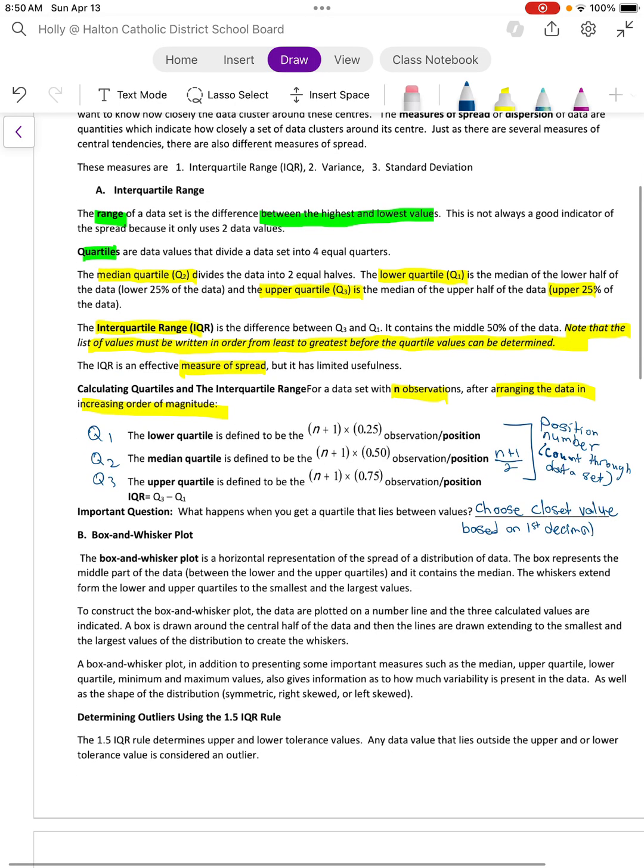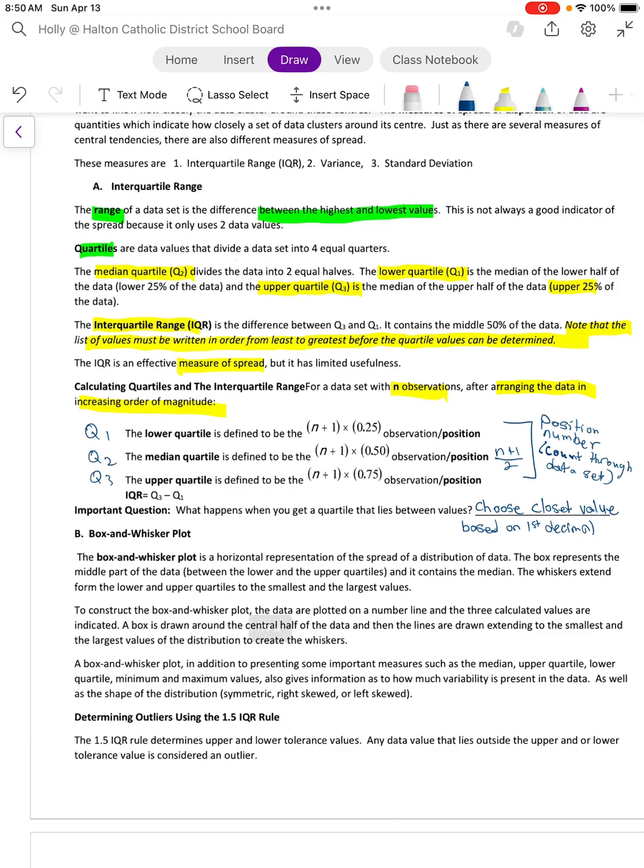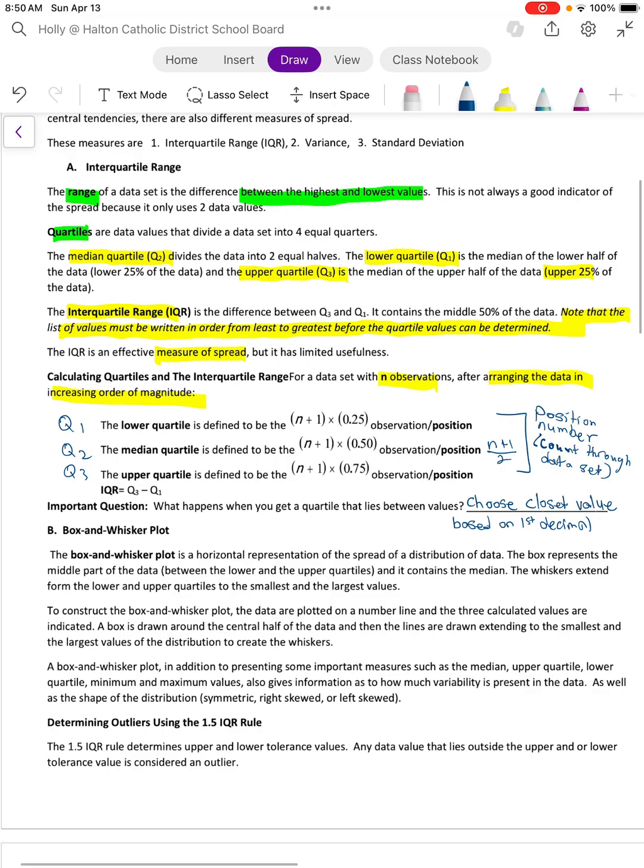Okay, next we're looking at a box and whisker plot. A box and whisker plot basically plots your Q1, Q2, Q3 on a number line. The box and whisker plot is a horizontal representation of the spread of a distribution of data. The box represents the middle part of the data between the lower and the upper quartile, and it contains the median. The whiskers extend from the lower and upper quartiles to the smallest and largest values.